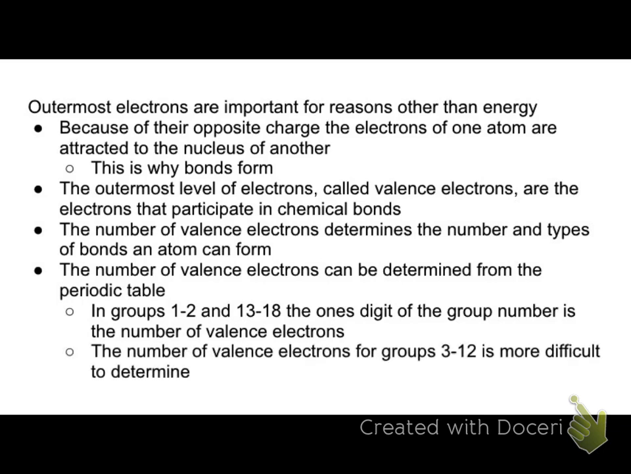The number of valence electrons for groups 3 through 12 is more complicated to discover, and it's beyond the scope of what we're going to learn in this class. So just know that it's more complicated than the other ones, and we are not going to currently discuss it. Okay? Which means I also am not going to ask you questions about how many valence electrons they have. We're going to stick to the main group elements, groups 1 and 2, and 13 through 18.